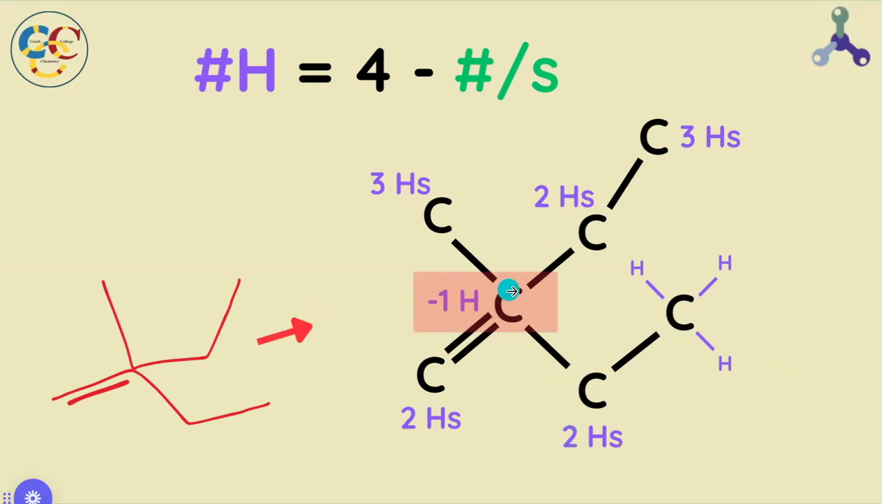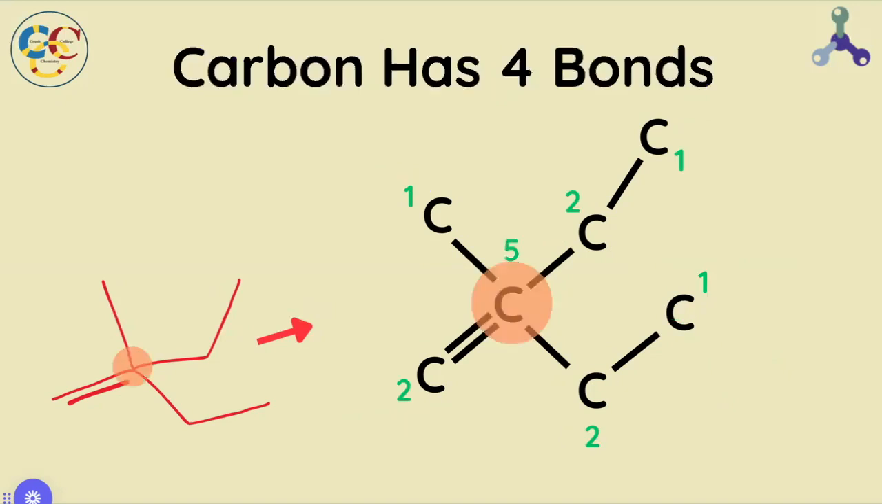There's no such thing as a negative quantity of hydrogens. But what does that mean exactly? Do we just put no hydrogens? Well, let's focus in on the fact that carbon has to have 4 bonds. Regardless of what carbon is connected to, it has to have a total of 4 bonds. It can never have more than 4 bonds.